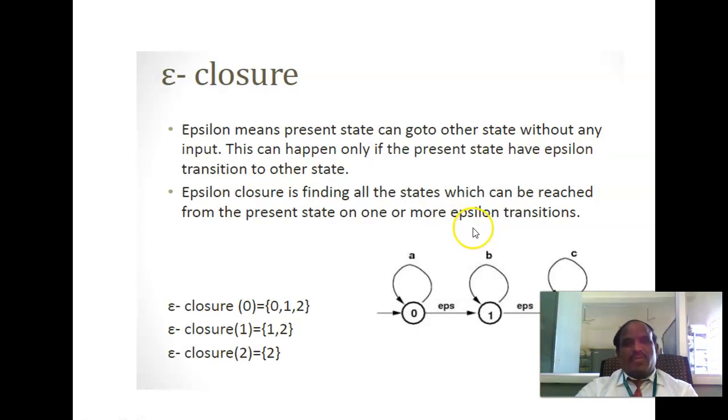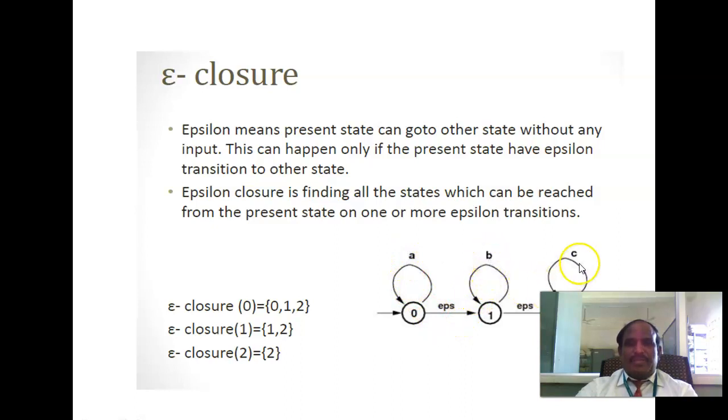Another concept is epsilon closure. Epsilon means the present state can go to another state without any input. This can happen only if the present state has an epsilon transition to another state. Epsilon closure is finding all the states which can be reached from the present state on one or more epsilon transitions. Let us see the epsilon closure of 0. Here there are three states: 0, 1, and 2. The epsilon edge is also there along with input A.